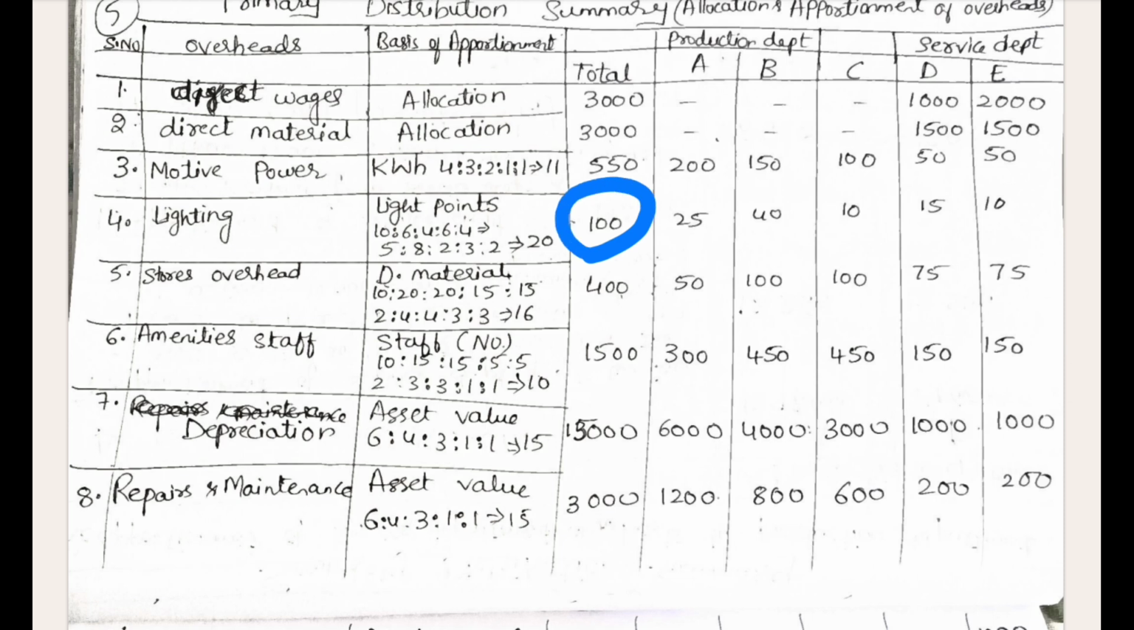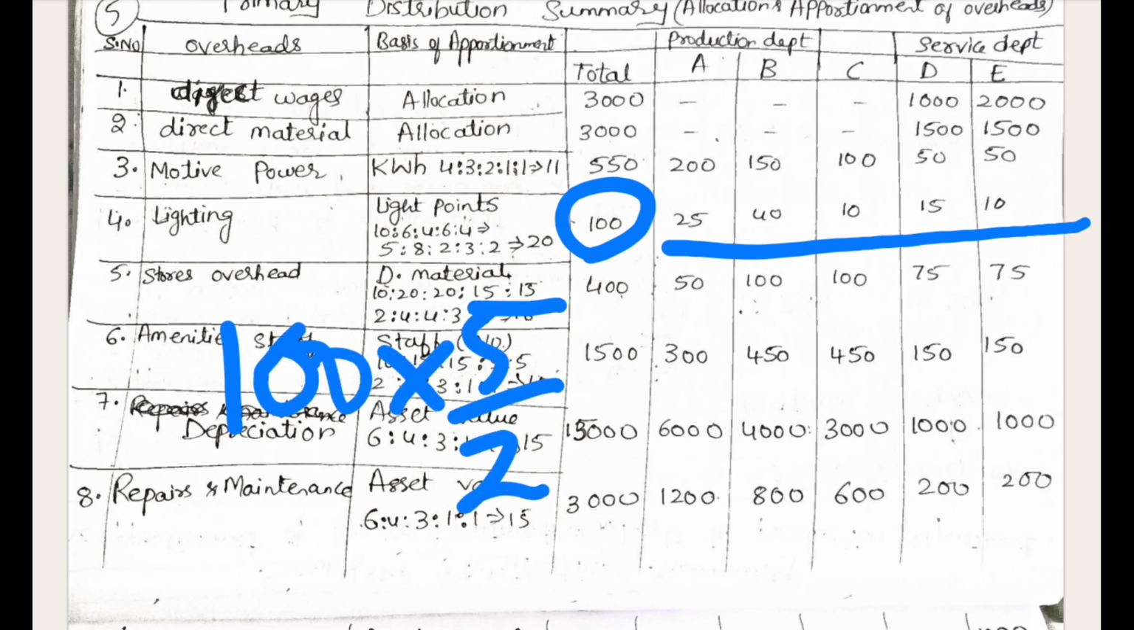Now these 100 rupees we have to distribute among these 5 departments based on this ratio. How? 100 into 5 by 20 for production department A, 25. Then 100 into 8 by 20, 40 we are getting. 100 into 2 by 20, 10. 100 into 3 by 20, 15. 100 into 2 by 20, 10 we are getting.